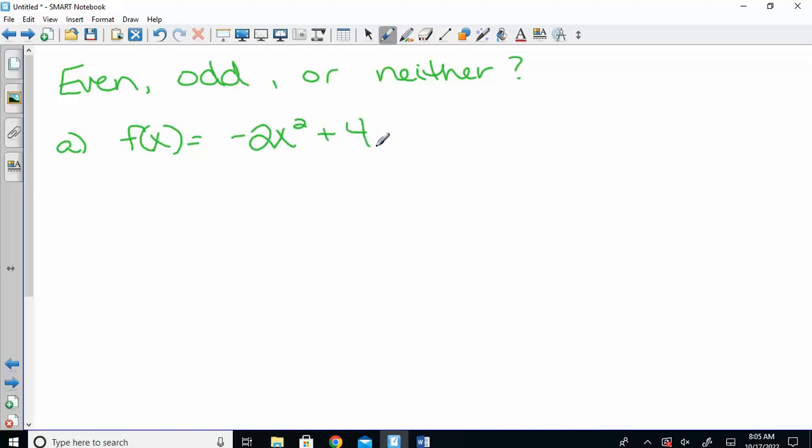What did we do to decide if something was even or odd? It had to do with the symmetry, right? If it was even, it was symmetric over the y-axis, which meant a positive and negative x gave us the same answer out. If it was odd, it was symmetric to the origin. So when you put in a negative x, it gave you a negative y out. So what we did was plug in a negative.